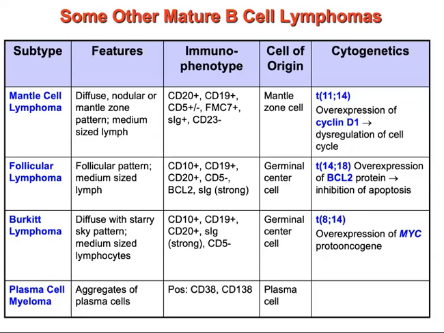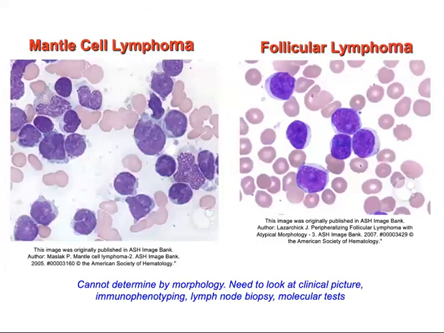Mantle cell also has some immunophenotypes. It's called mantle cell because the origin is the mantle zone in the lymph nodes, and there's also some cytogenetic expression involved. Follicular lymphomas originate in the germinal centers of the lymph nodes. Burkitt's is also part of the germinal center, and plasma cell myeloma implicates plasma cells. I'm not going to talk about mantle cell, follicular, or Burkitt's, but I'll show you some pictures. We're going to focus primarily on plasma cell myeloma, which is also known as multiple myeloma.